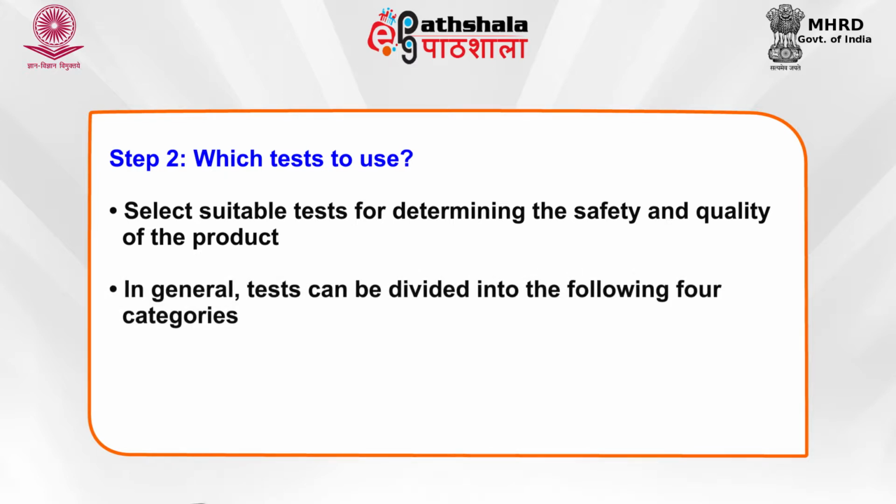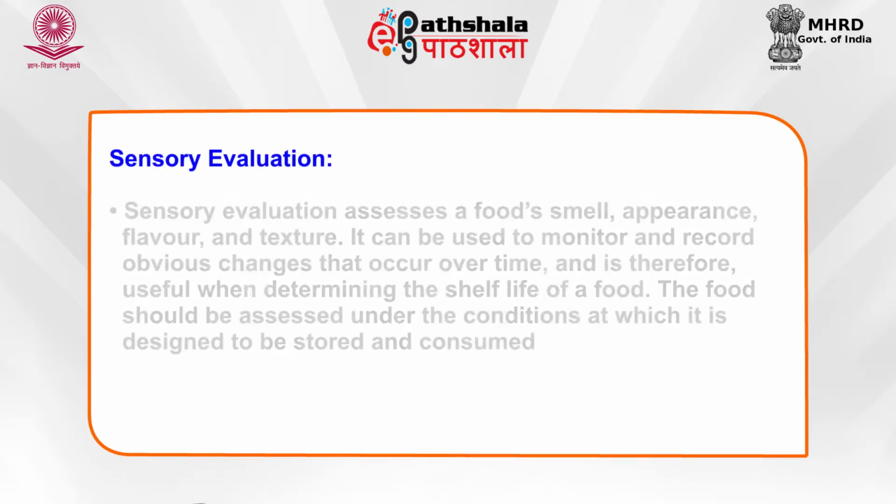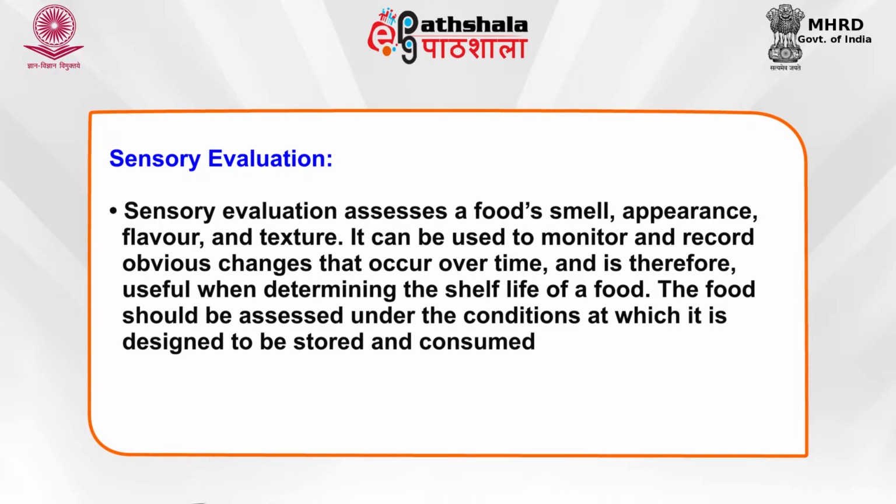In general, tests can be divided into the following 4 categories. The first one is sensory evaluation. Sensory evaluation, in other terms, is called organoleptic evaluation. It assesses a food's smell, appearance, flavor and texture. It can be used to monitor and record obvious changes that occur over time and is therefore useful when determining the shelf life of a food.